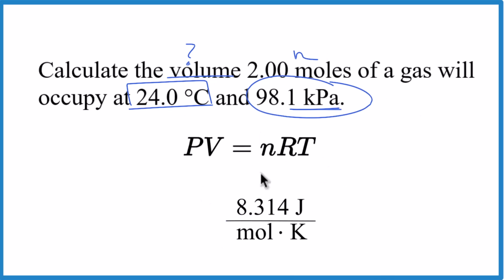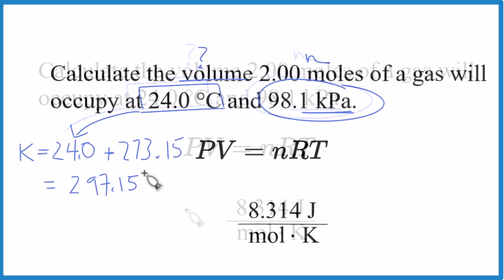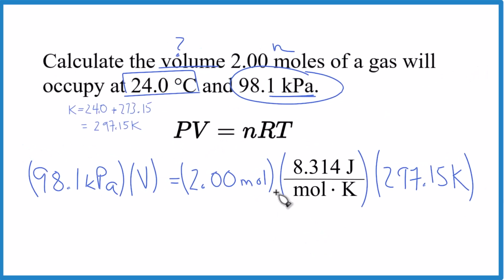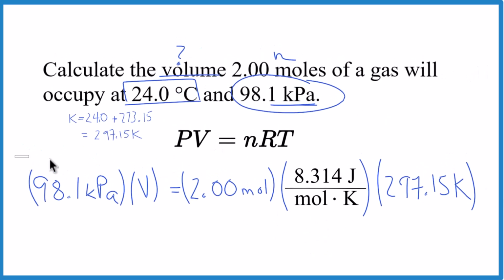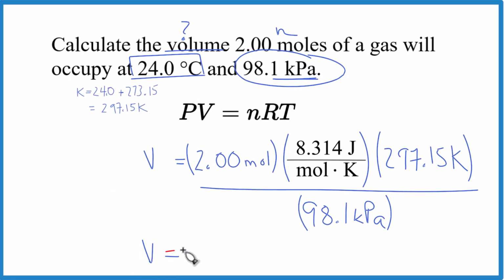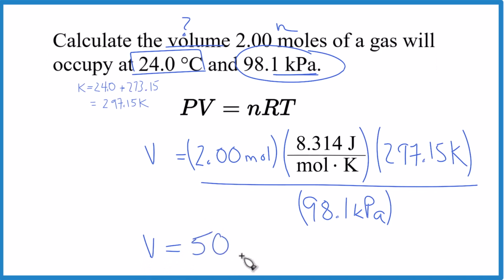So let's put all the values in, but before we do that, we do need to get this to Kelvin. 297.15, that's going to be the degrees in Kelvin. And you see right here, it's got to be in Kelvin or this constant doesn't work. So now we can put everything in the equation. When we do the math, let's just divide both sides by 98.1 kPa. And if you do all the math, the volume works out to be 50.36, let's call it 50.4, that's our volume, and that'll be in liters.